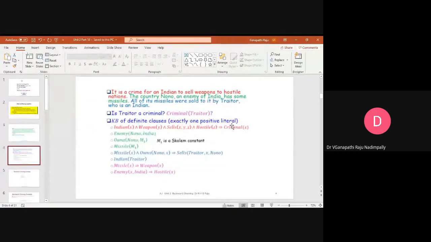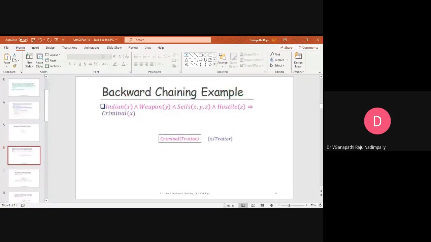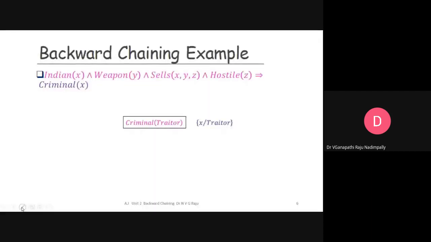If I take this statement, Criminal(X), I have to use universal instantiation. I don't know what the value of X is, so I will consider one X. Here I have considered X as a traitor. Wherever X is there, I am going to replace it with the traitor. Now the sentence will become Indian of traitor, and he has weapons. We don't know what the value of Y is, and he is going to sell to Z nation. We don't know what this is yet.